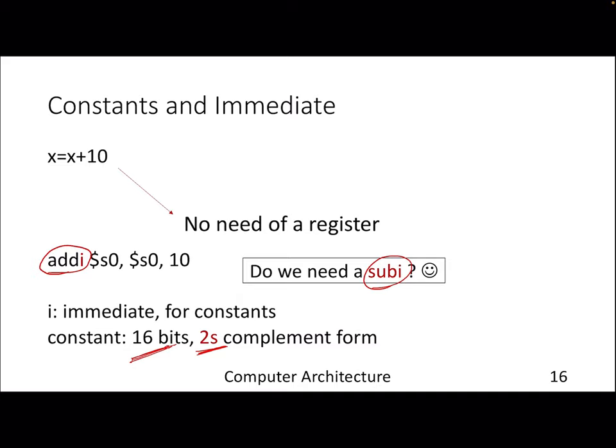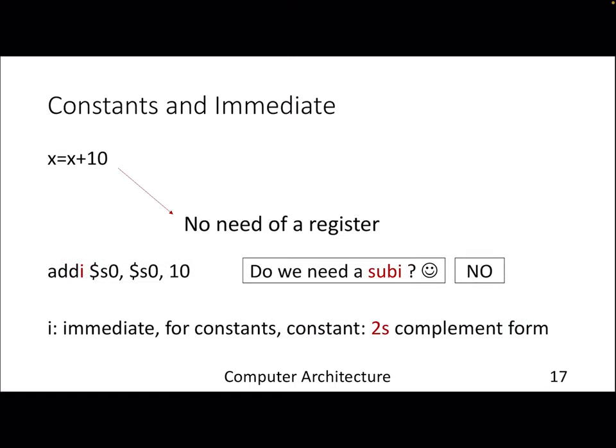So going back to the question, do we need an additional instruction which will do subtraction when dealing with constants? Well, the answer is no, because the negative constant can be represented in a 2's complement format. So if you want to do x equal to x minus 10, minus 10 can be represented in the 2's complement format, and that will do the job through the use of the addi instruction. So there is no need of a subi instruction.